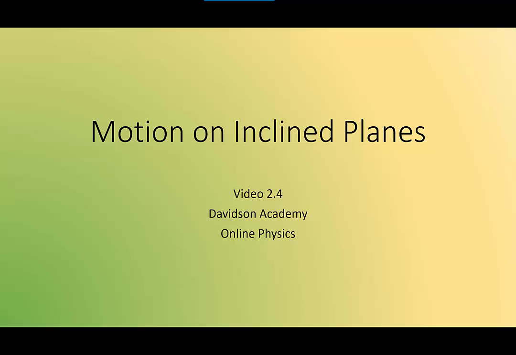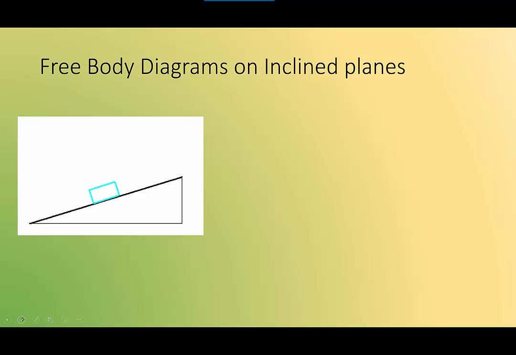Welcome to video 2.4 on motion on an inclined plane. We have talked about free body diagrams previously, but in those cases the motion was not on an inclined plane, it was on a flat surface. So here we need to take a look at what happens to free body diagrams if our object is on an inclined plane instead. It adds a little bit of a complication to things.